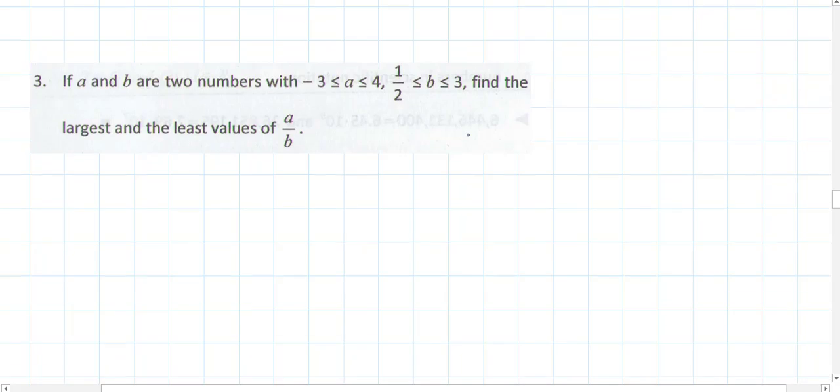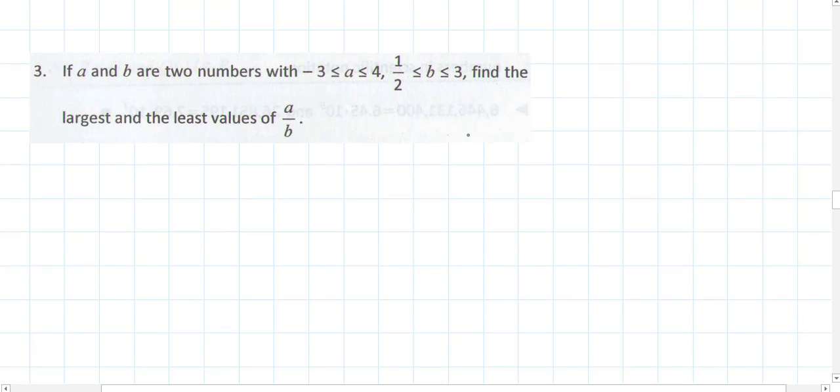Okay, now if a and b are two numbers with this condition, find the largest and the least value of a over b. So here, to find the largest value, we need to take the largest numerator, it is 4, and the least denominator, it is 1 over 2. So the largest value is 4 over 1 over 2. It is 8. So this is the largest value.